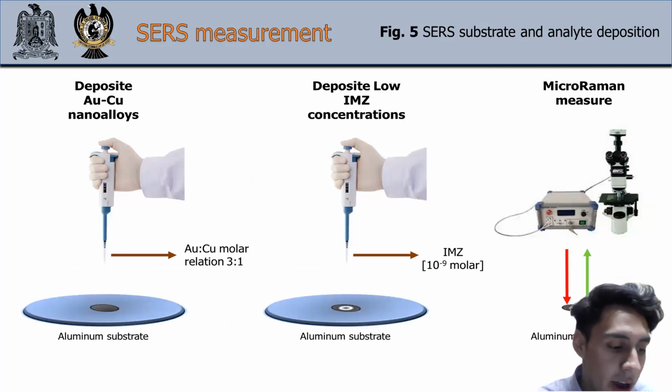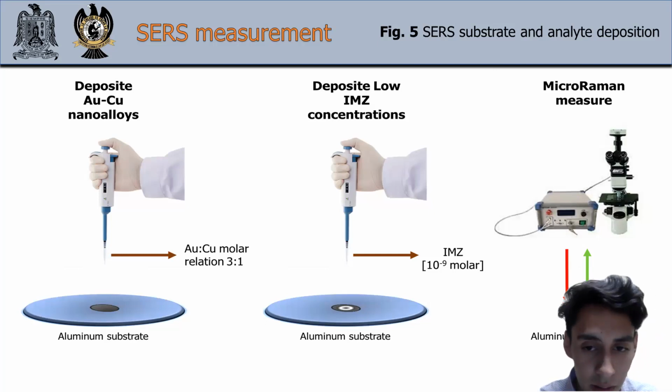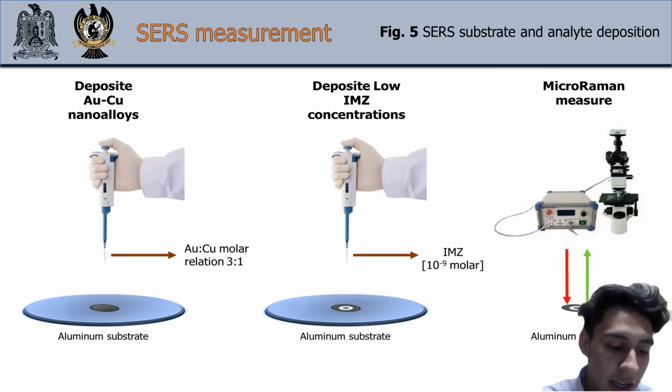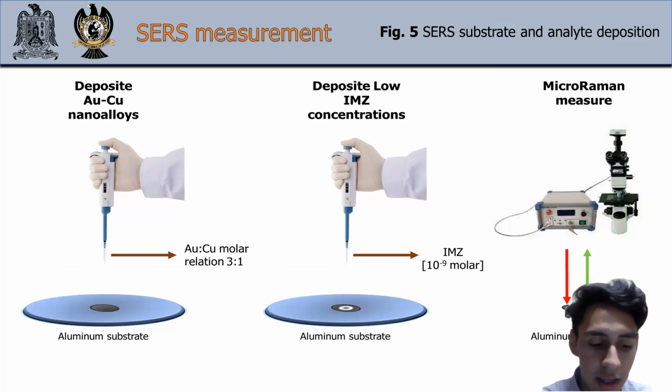Okay, figure number 5 shows experimental details of the Raman measurement. First, we added a bed of nanoparticles and deposited. Then the analyte solution was added, that in this case was imidazole. And finally, the Raman measurement was done.